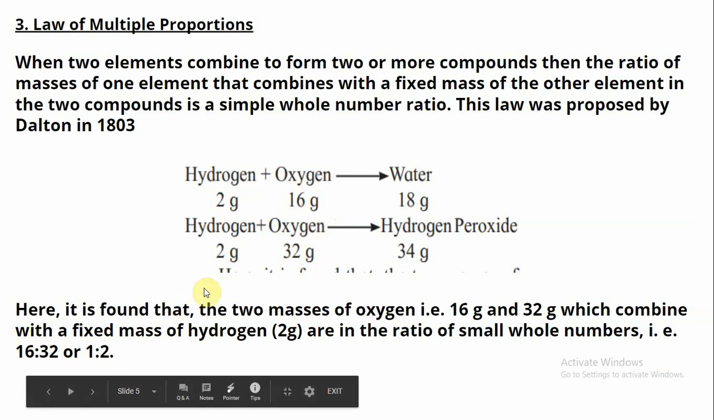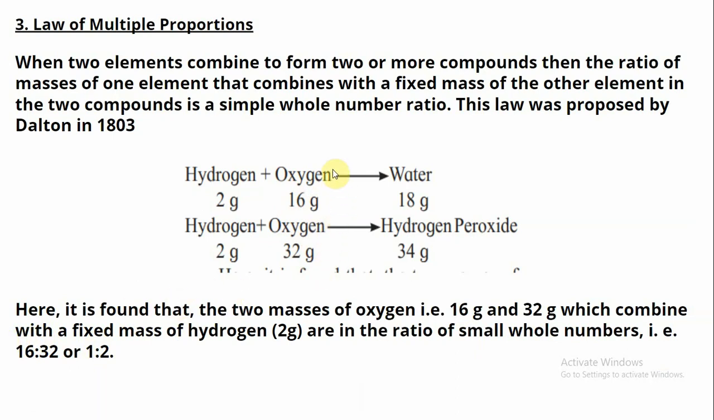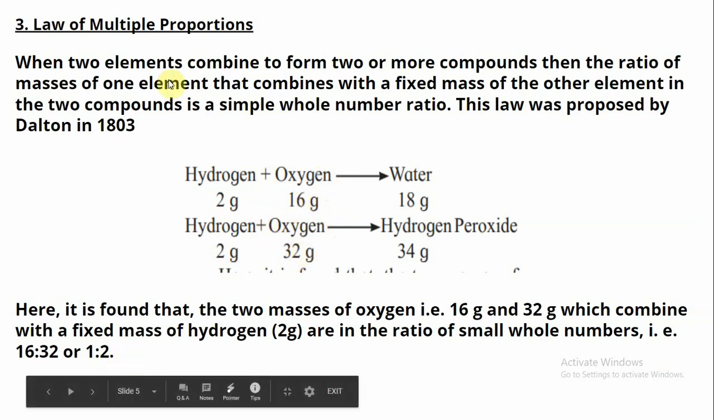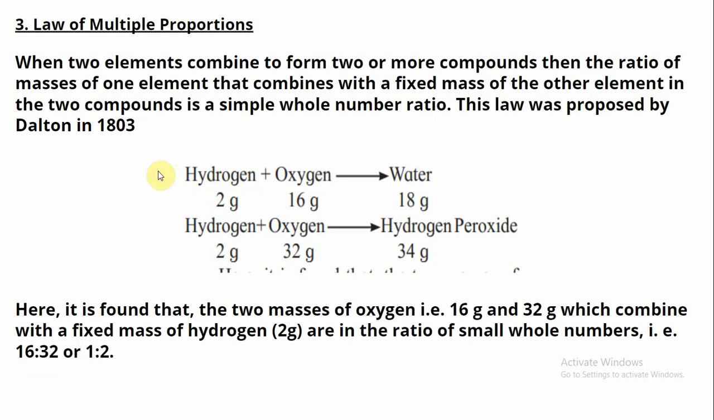What it indicates: the oxygen is 16 gram in the first reaction. In the second reaction we take 32 gram, 16 is to 32, that is 1 is to 2. It is a multiple proportion when we do the two reactions and take these proportions.